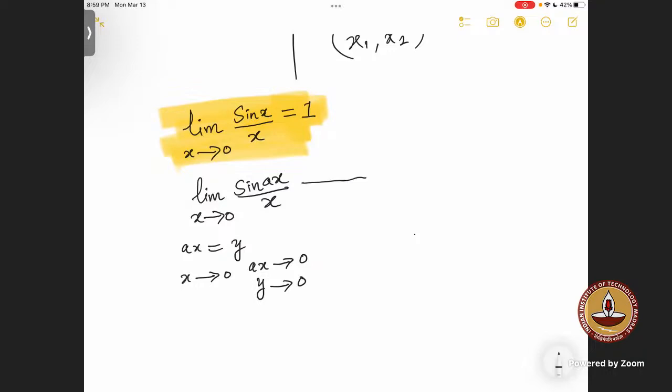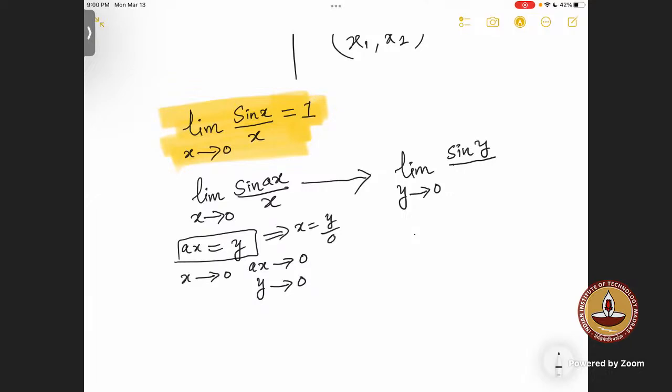So this limit can be written as limit y tends to 0. In place of ax, I write y, because I have taken ax equal to y. And what should I write in place of x? Y by a. So x will be y by a. So this entire limit turns out to be a into limit y tends to 0, sin y by y, right?